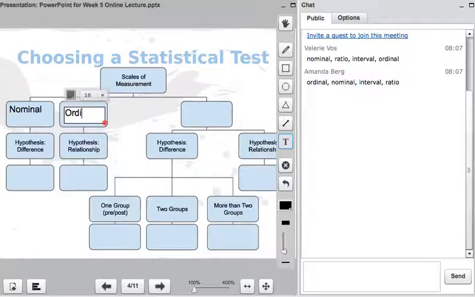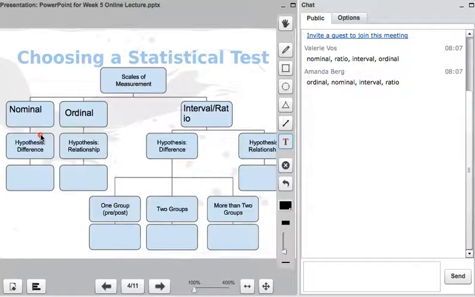Our second one was going to be ordinal data. That's where you put things in order, first, second, third. And then in this last box, we're going to put interval/ratio data. For the purposes of our course, the statistics that we use all treat both those types of data the same way. Okay, so let's look at the flow chart. We got scales of measurement, nominal data.